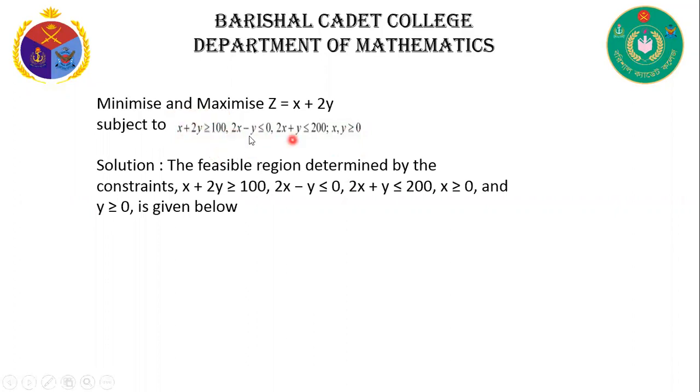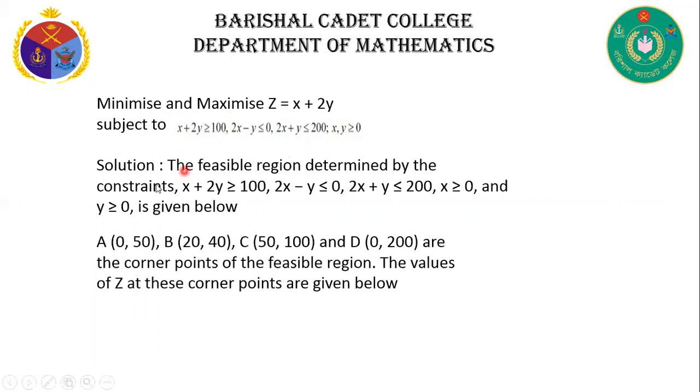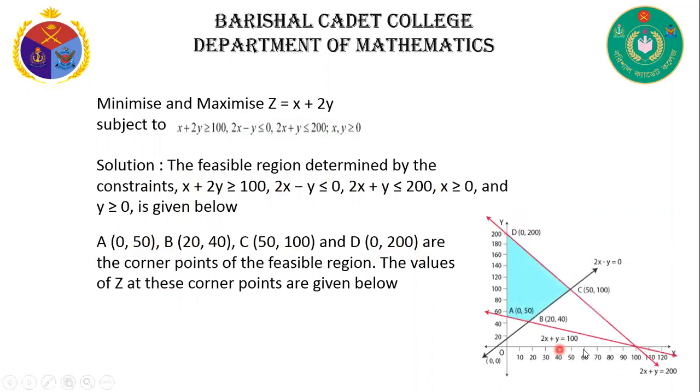Firstly, we convert all the constraints into linear equations in the form of x by a plus y by b is equal to 1, and then find the intersecting points. If we convert these 3 inequalities into linear equations, then we get these 4 intersecting points. Now we put these intersecting points on the graph paper.